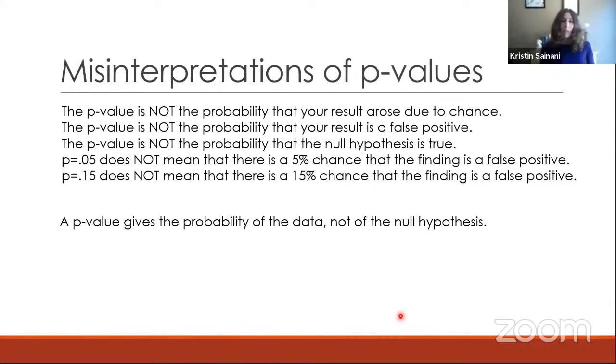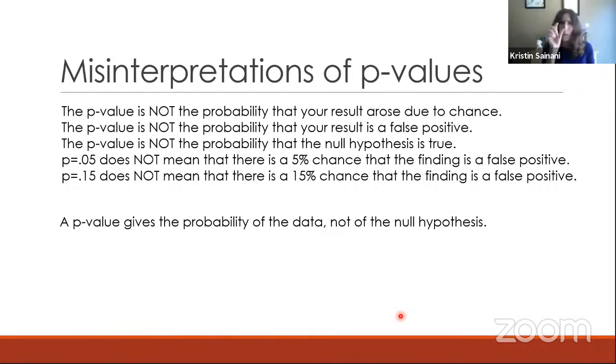Now, the problem with p-values is they're often misinterpreted. It's easy to misinterpret p-values because the concept's a little bit tricky. So I've listed here a whole bunch of misinterpretations of p-values. So what is a p-value not? A p-value is not the probability that your result arose due to chance. It's not the probability that your result is a false positive. It's not the probability that the null hypothesis is true.